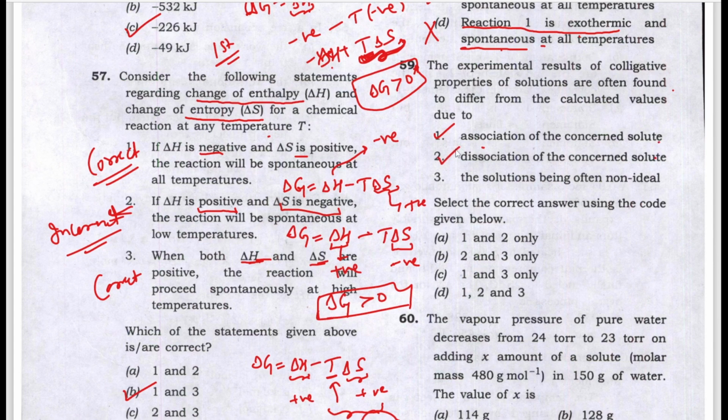In the third, they are saying the solutions being often non-ideal. The solution should be ideal, otherwise there will be discrepancy in the molecular masses. So the solution should be dilute enough so that it behaves as an ideal solution. So statement C is also correct. So all the three statements are correct. So the correct option is D.